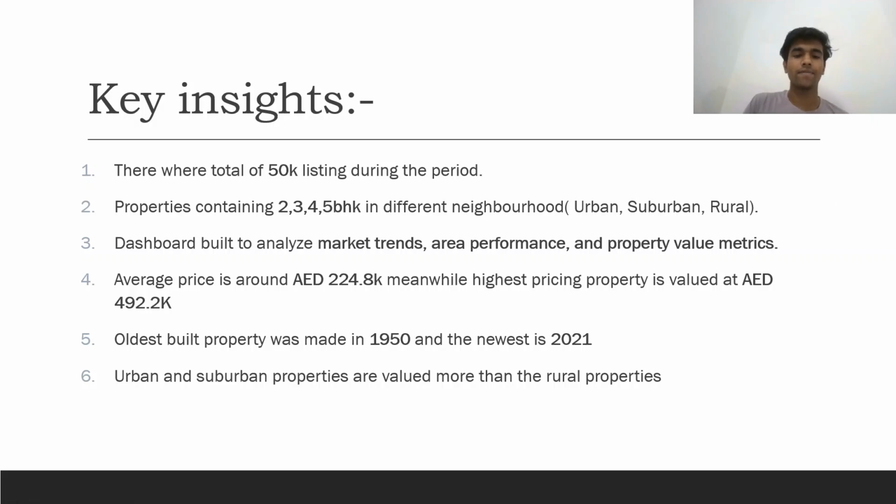The key insights I got during this period: a total of 50,000 properties were listed between 1950 and 2021. The average property price across all listings is around 224K dirhams, while the highest property reached nearly 500K. The data also reveals an interesting historical pattern, with the oldest property built in 1950 and the newest in 2021. The wide range gives us a clear picture of how Dubai's property market has evolved over time, from the early construction phase to the modern luxury-driven market we see today.